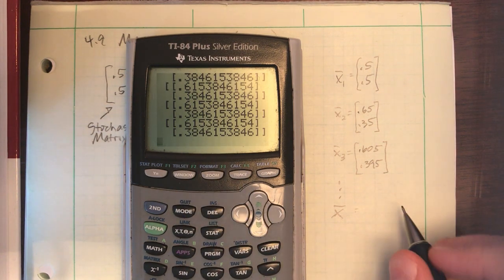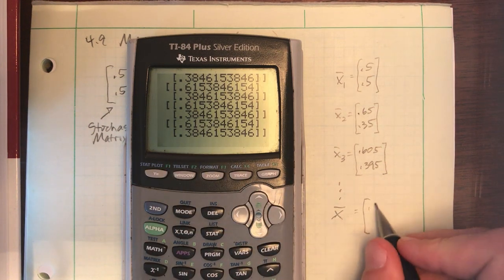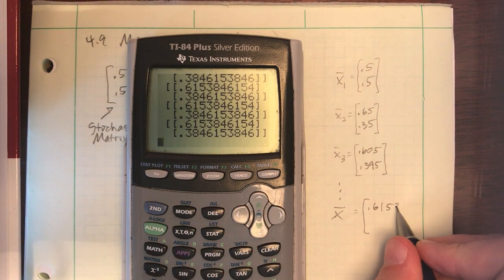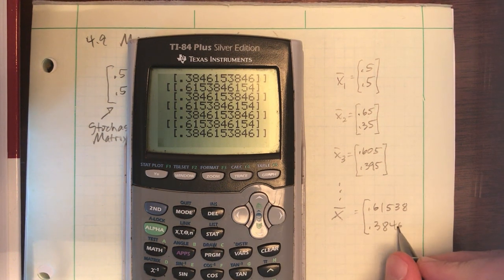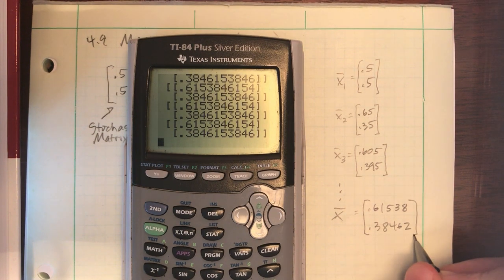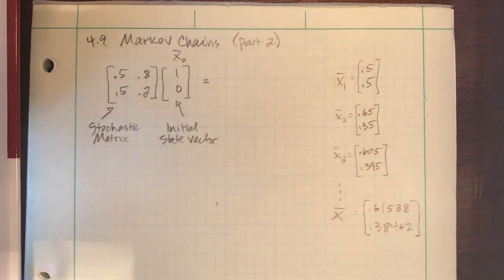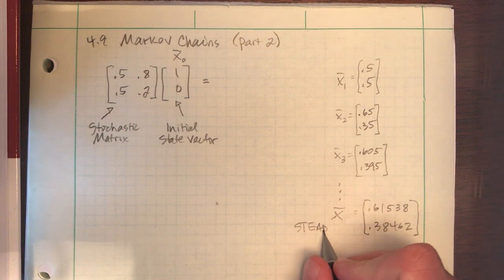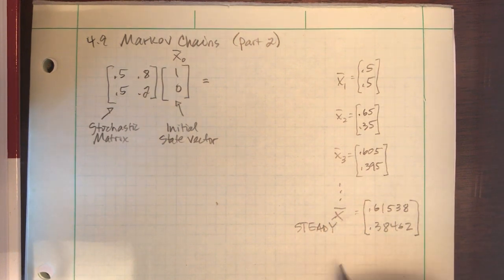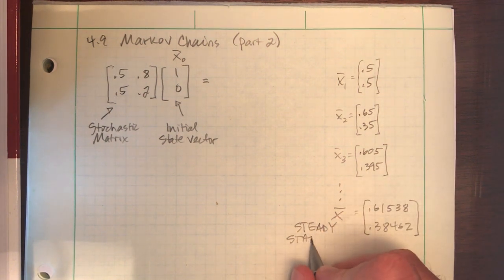So let me just capture the first 5 digits. Call that good: 0.61538 and 0.38462. Well, it settled in on a final vector here, and when that happens, that's called the steady state vector. There's a sweet spot where the vector input matches the output, and that's a pretty important place to be. So, the steady state vector.